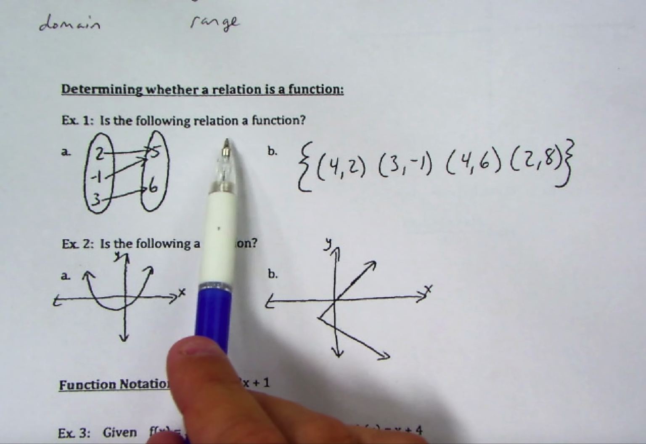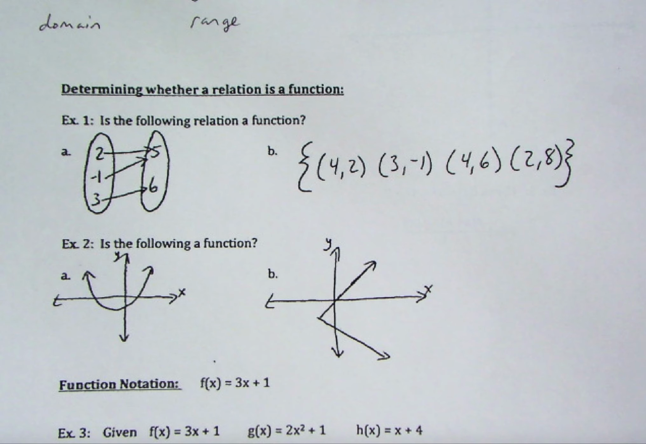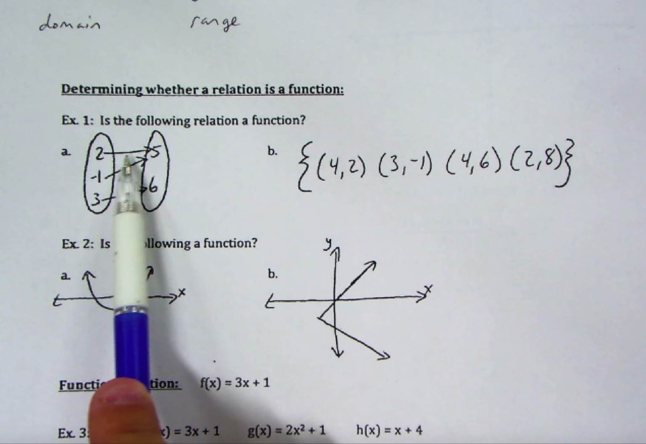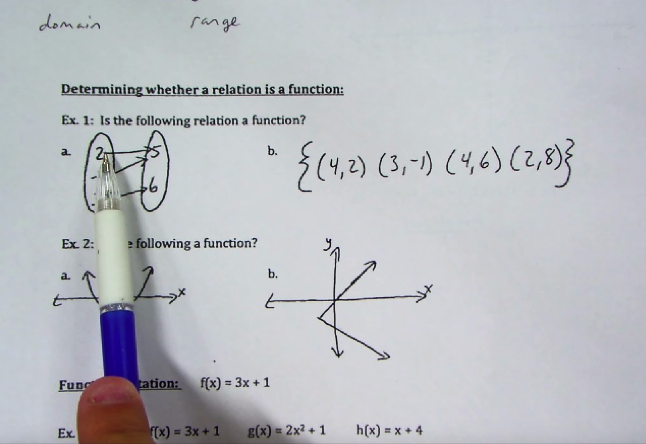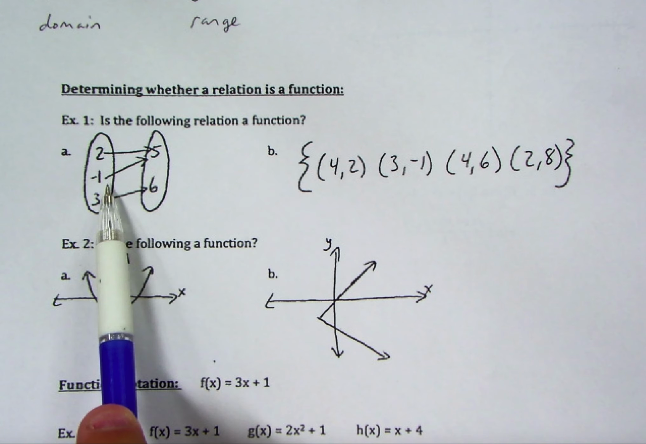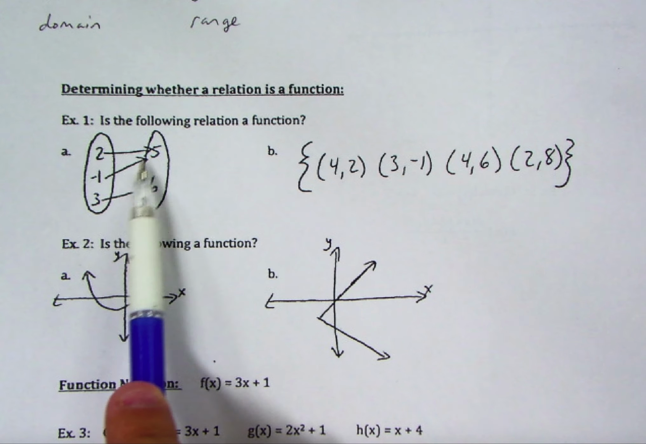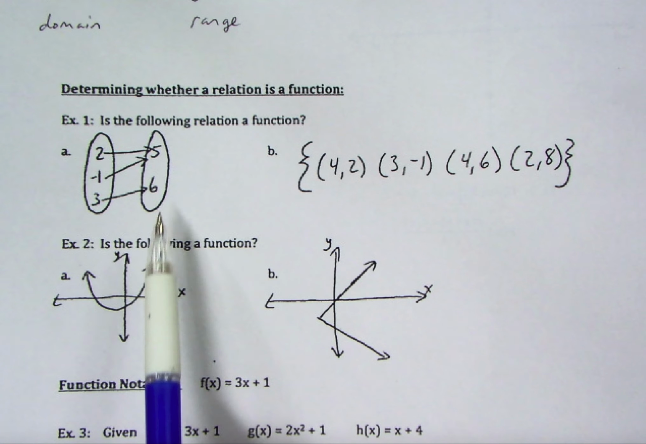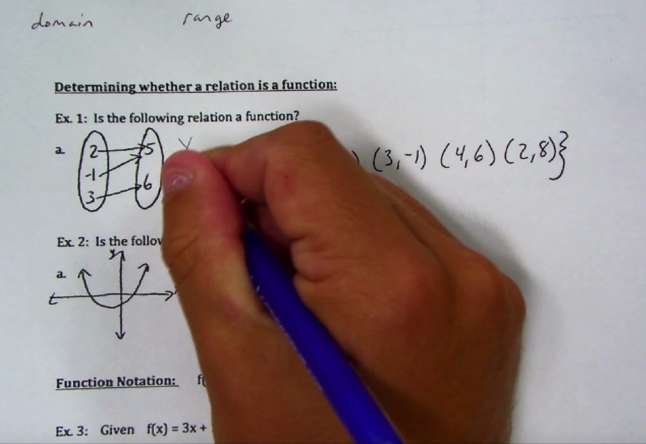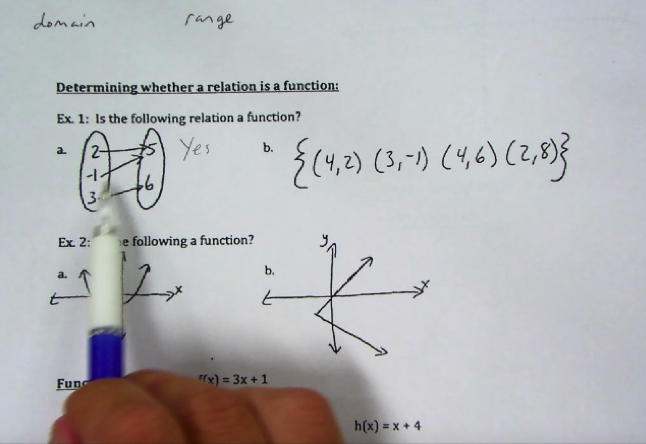So is the following relation a function? It's a lot easier to think about, is it not a function versus is it a function? If I input 2 and get 5, the next time I input 2, I better get 5. And this is showing, if I input 2, I get 5. That's perfect. If I input -1, I get 5. That's okay. You can input different things and get the same thing out. The only bad thing is if you input the same thing and get different outputs. So this is fine. Yes, this is a function. Each input corresponds to exactly one output.